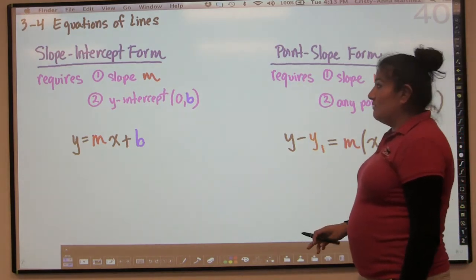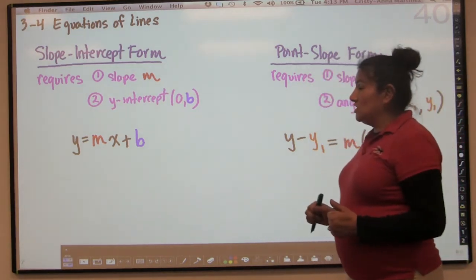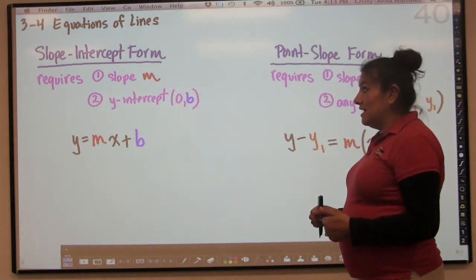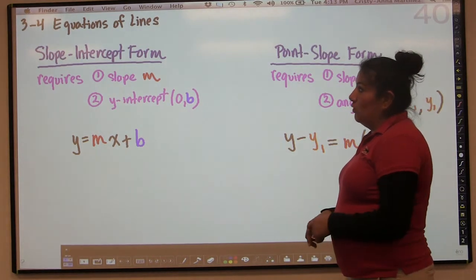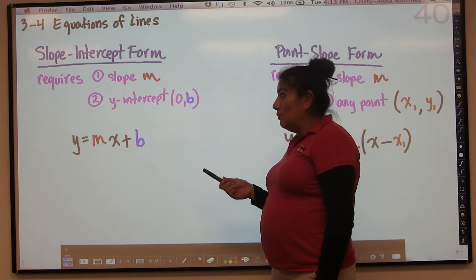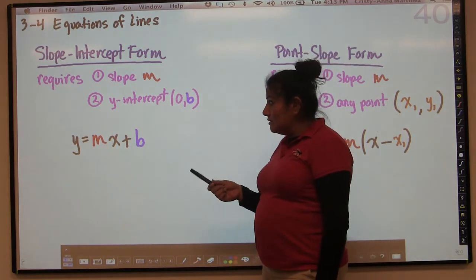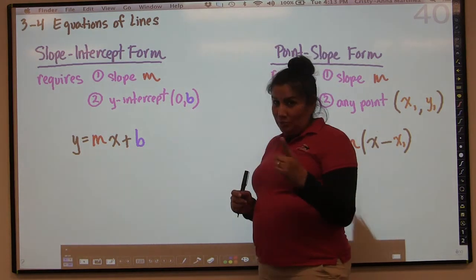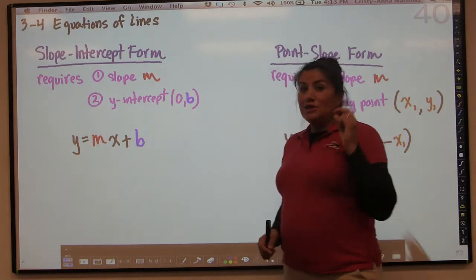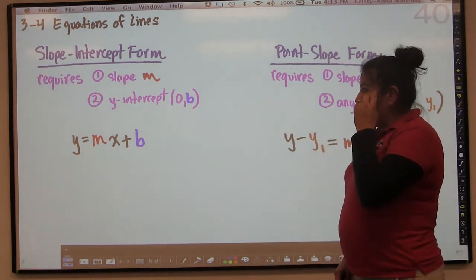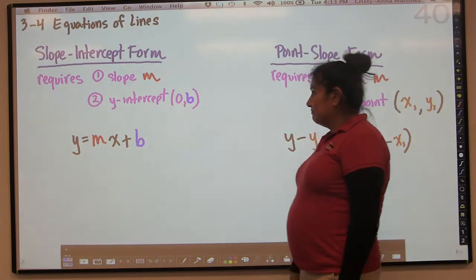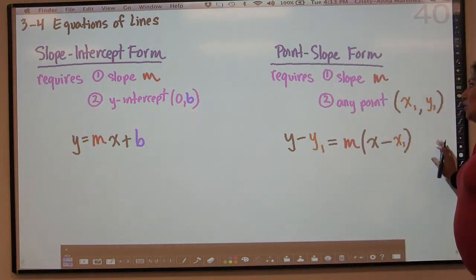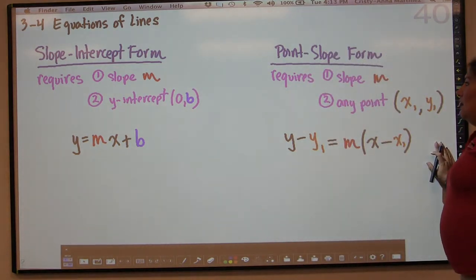The name of each equation actually has in its name why it's called that. Slope-intercept is called slope-intercept because it requires two things. One, the slope, duh. And two, it requires the y-intercept, which of course is the b. Point slope form also requires two things: a slope, and any point.